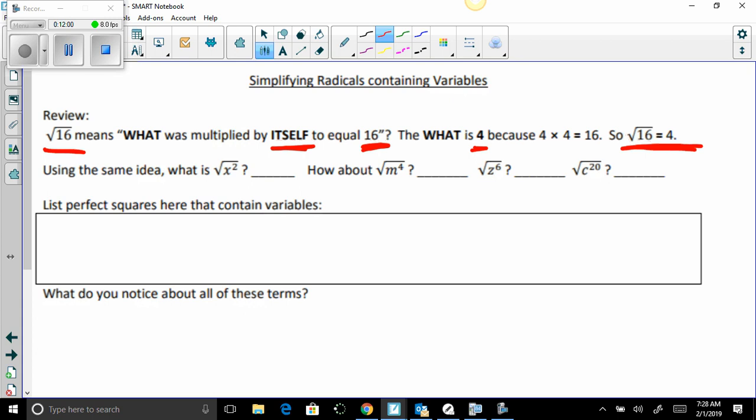Using the same idea, what is the square root of x squared? What times itself gave me x squared? So think about that. When I'm multiplying with variables, what do I do with the exponents? And you are correct, you add. So if I had x to the first times x to the first, keep the base and add the exponents. So what would the square root of x squared be? It would be x to the first, or just x.